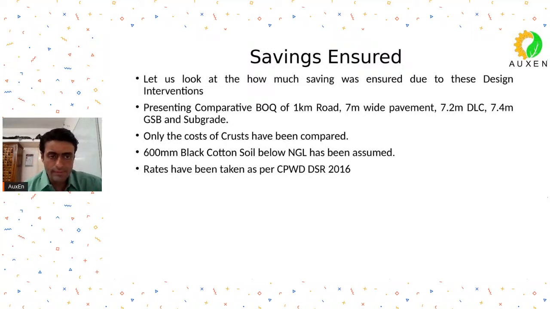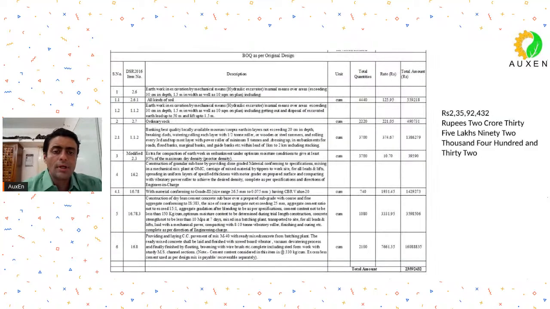We have assumed an underlying 600 black cotton soil. Remember what we did? We decided that we will not touch the hard strata. As soon as we encounter hard strata, we'll stop. We'll not replace it by a weaker subgrade. In the earlier design, they were doing a 900 subgrade. The rates we have taken as per the prevalent CPWD schedule of rates during that period, that is the 2016 DSR.